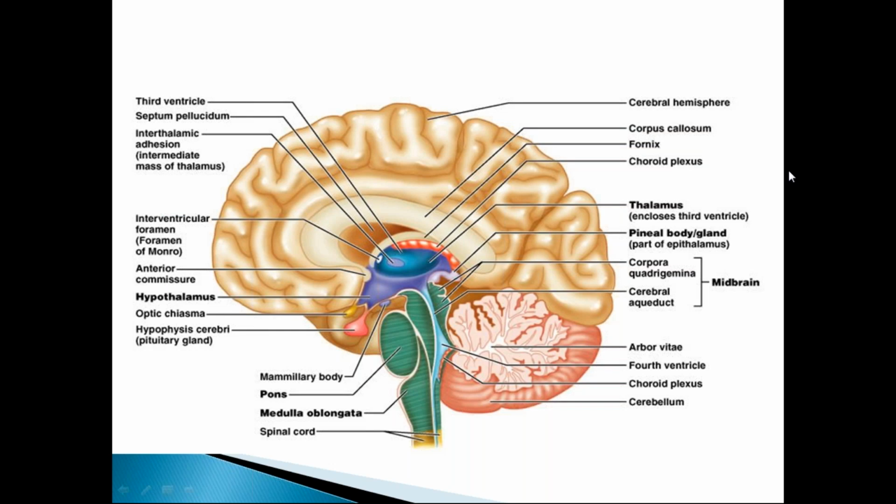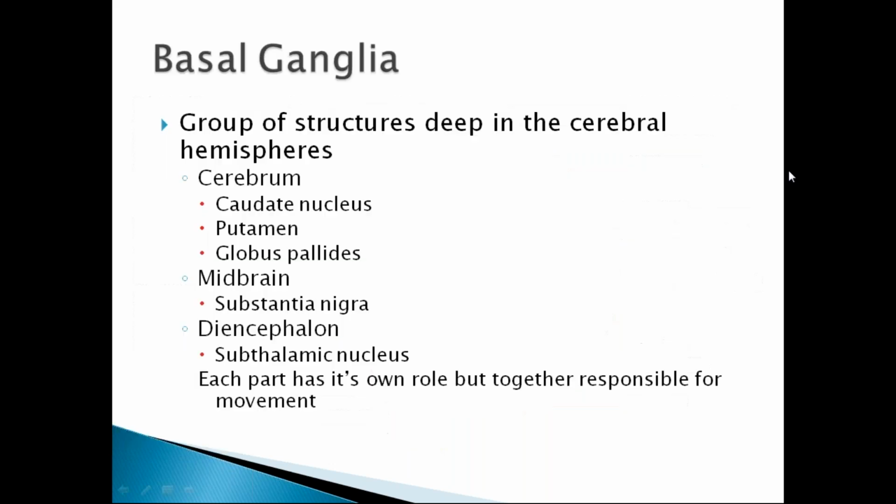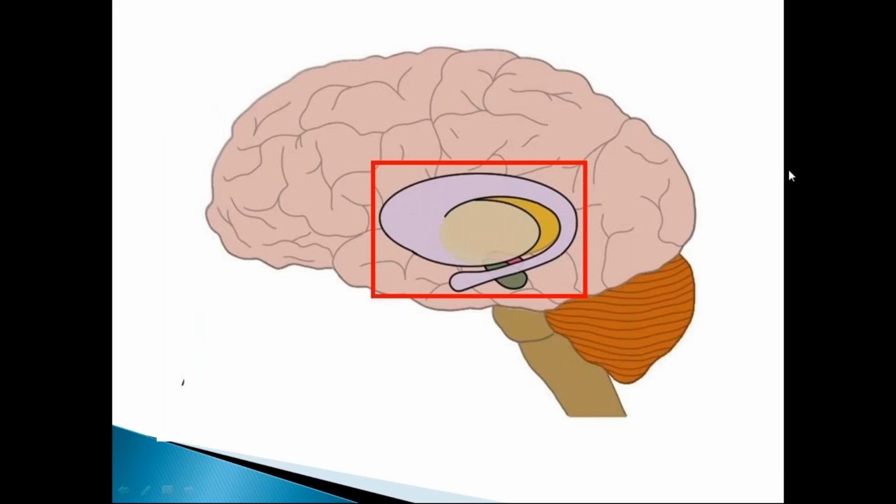Again, same picture showing you where it is. And I highly suggest for all of you to memorize every single part of the brain. Basal ganglia. It's a group of structures deep in the cerebral hemispheres. In the cerebrum, it is the caudate nucleus, the putamen, and the globus pallidus. In the midbrain, it is the substantia nigra. And in the diencephalon, it's the subthalamic nucleus. Each part has its own role, but together they're responsible for movement of the body. And that's the area where they all are.